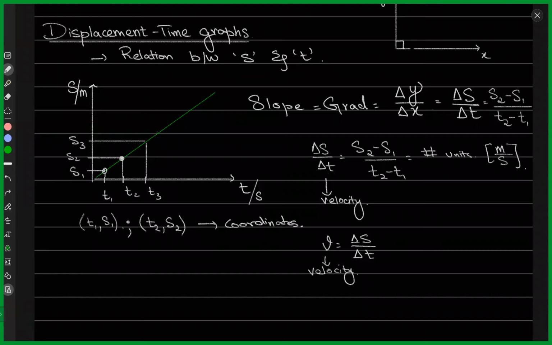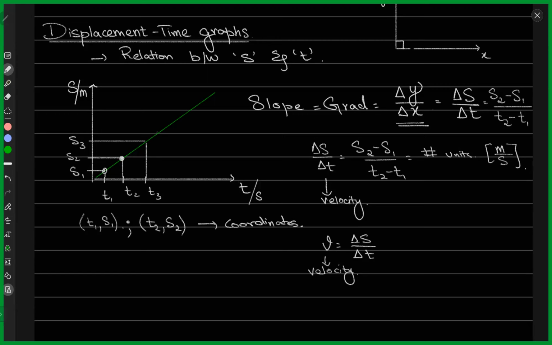So the main thing over here was to make you understand what slope is and how you find the slope of any graph, right? So you should remember this expression for any graph: change in whatever is on the y-axis, divided by change in whatever is on the horizontal axis.